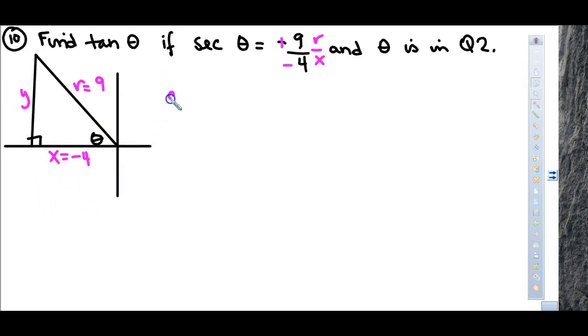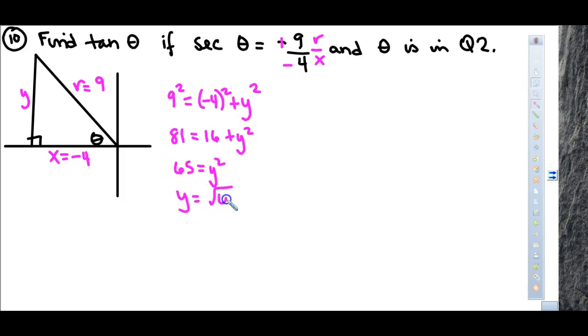So r squared is equal to x squared plus y squared. That's going to be 81 equals 16 plus y squared. Subtract your 16, you're going to get 65 equals y squared, and y is square root of 65. Did you keep up with that? If you didn't, pause me, rewind me, okay? And let me see, tangent.